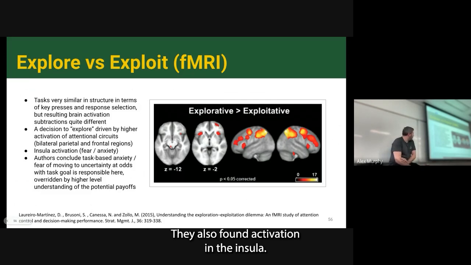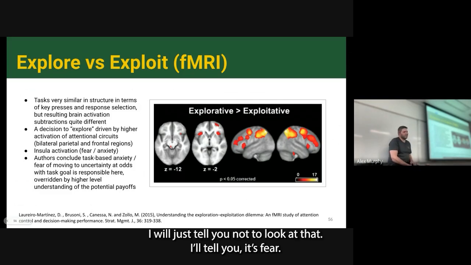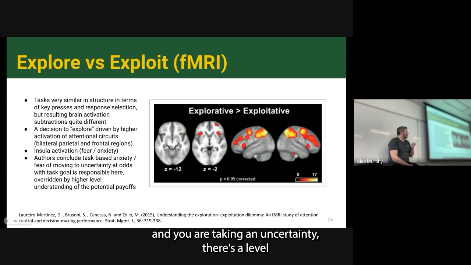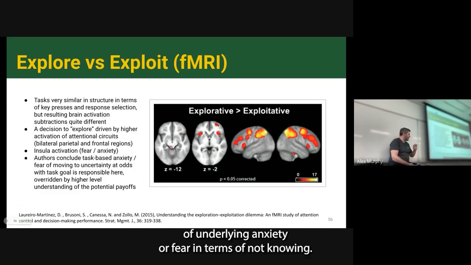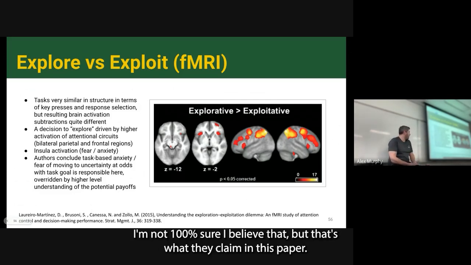They also found activation in the insula. Does anyone already know what the insular part of the brain is typically implicated in? I'll just tell you it's fear. So one of the things they claim here is that if you are so focused on a goal and you are taking some uncertainty, there's a level of underlying anxiety or fear in terms of not knowing, and this is what's triggering the activation in the insula. I'm not 100% sure I believe that, but that's what they claimed in this paper.